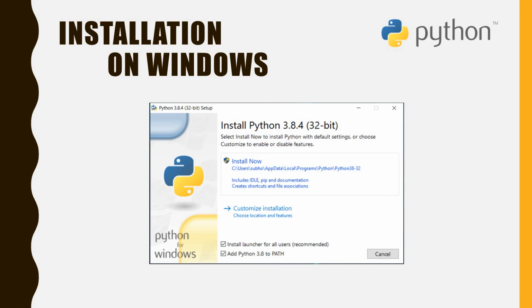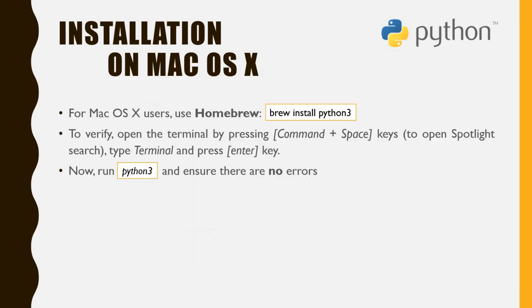Now let's go to the installation on Mac. In the case of Mac, what we are going to use is a package manager called Homebrew. In Homebrew, we have to type brew install python3 and then open the terminal, and we can check whether Python 3 is installed by running the command python3. There is another method to install Python 3 on Mac OS using packages. I will discuss this in our next video.